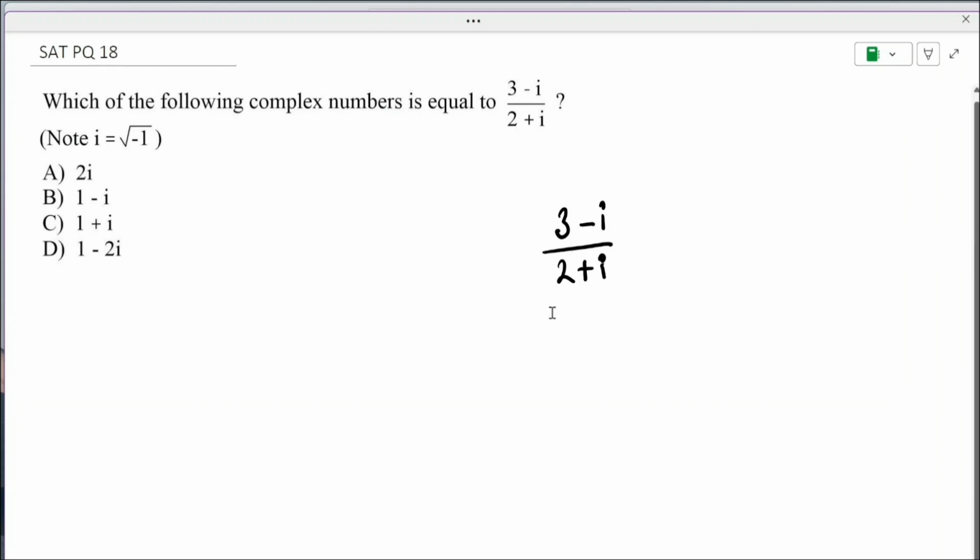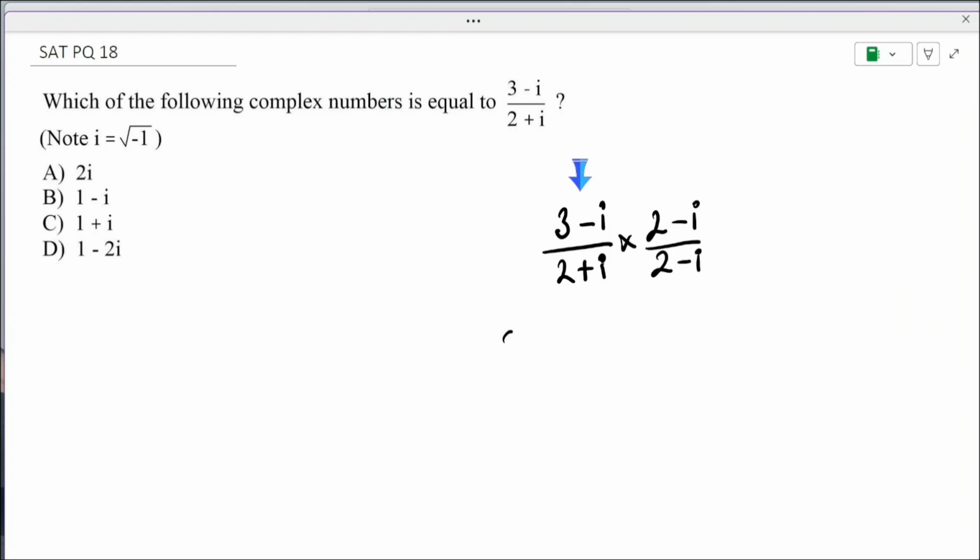Similar to surds, all you simply need to do is to multiply both the numerator and the denominator by the conjugate of the denominator. Since the denominator, that's the number below, is 2 plus i, the conjugate of the denominator will be 2 minus i. So we multiply both the denominator and the numerator by 2 minus i. We have times (2 minus i) over (2 minus i), with a division sign in between.